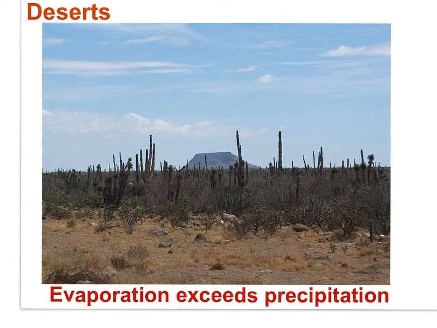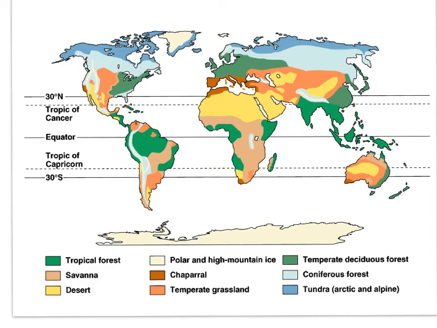Deserts are characterized by greater rates of evaporation than precipitation. This is the single most important characteristic that defines a desert. In this photograph, you can see the impact of low rates of precipitation: sparse growth. The world's largest deserts can be found approximately 30 degrees north and 30 degrees south of the equator, resulting from the descending air of the Hadley cell.